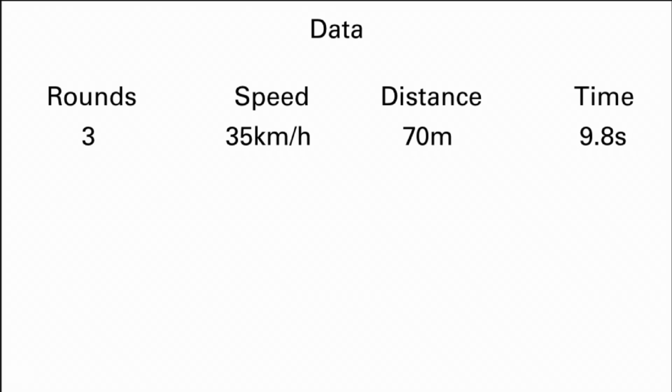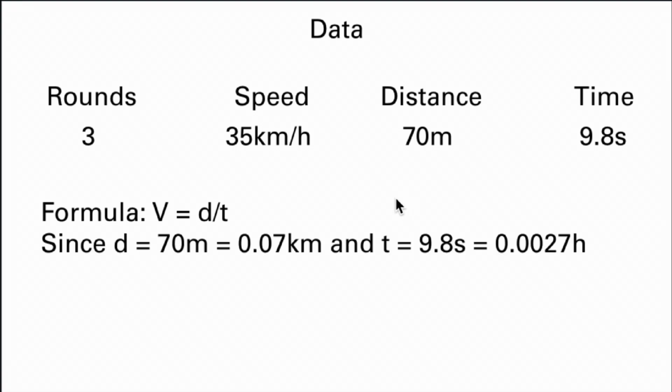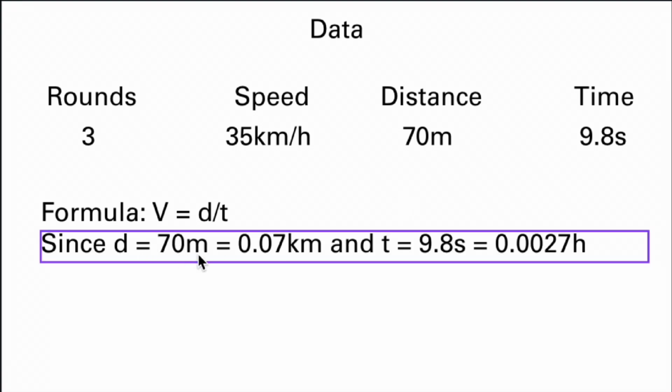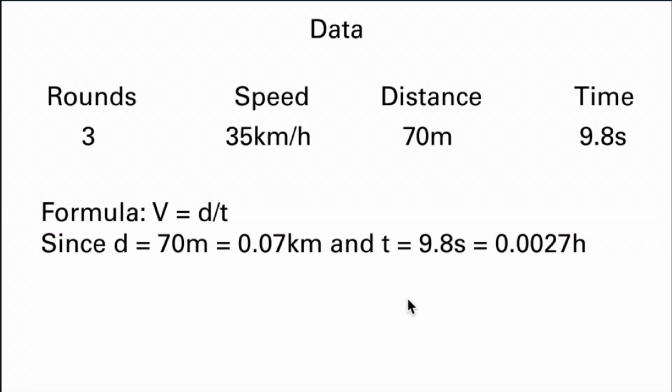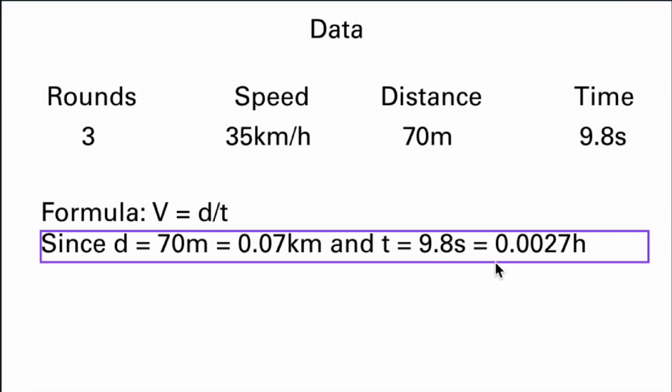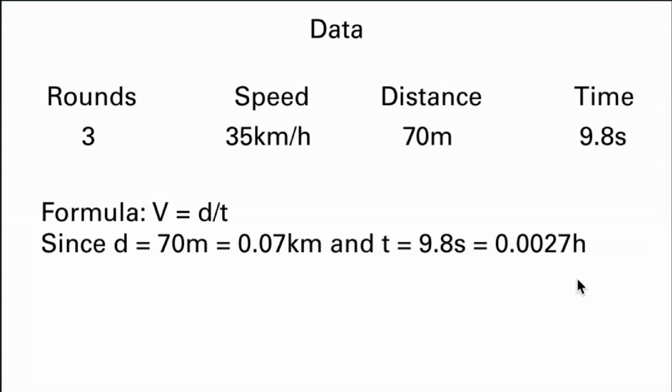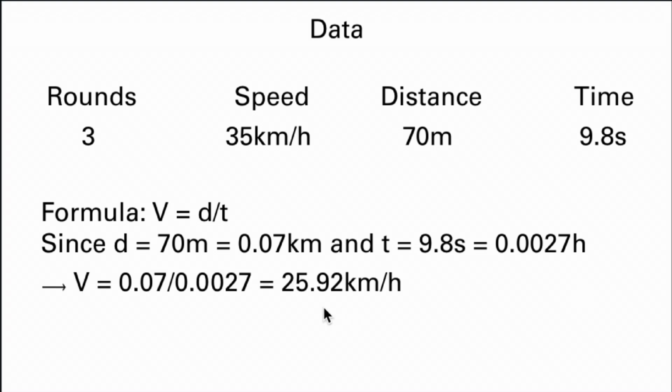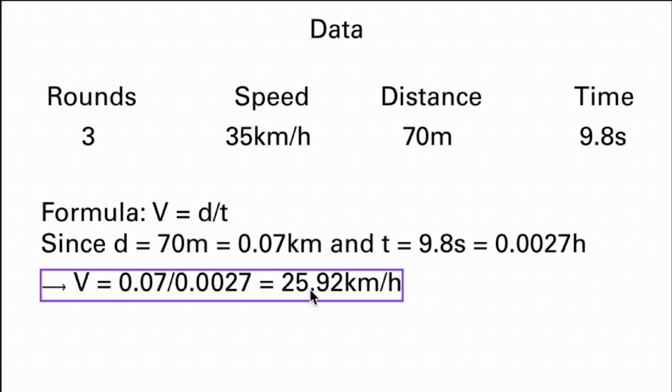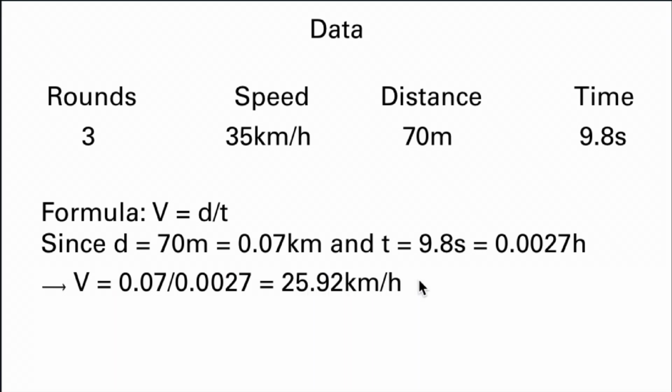Okay, round 3. So our speed for this round was 35 kilometers per hour, same distance, and 9.8 seconds. So same formula, v is equal to d over t, and d is 70 meters, so 0.07 kilometers, t is 9.8 seconds, which is 0.0027 hours. Now with that, let's do our calculation, and we've got 25.92 kilometers per hour.